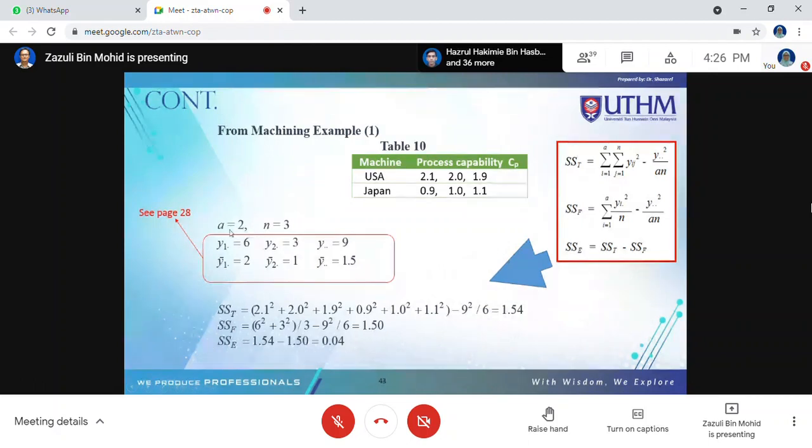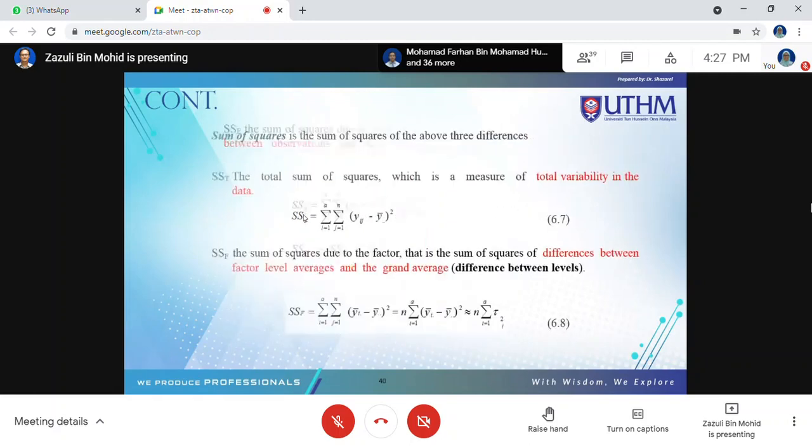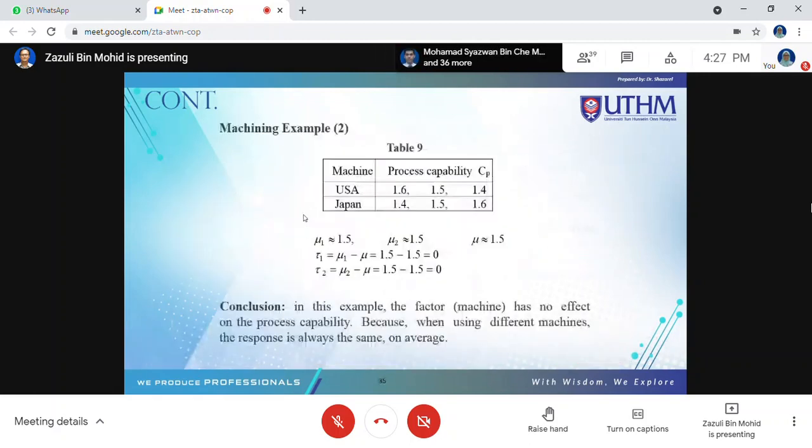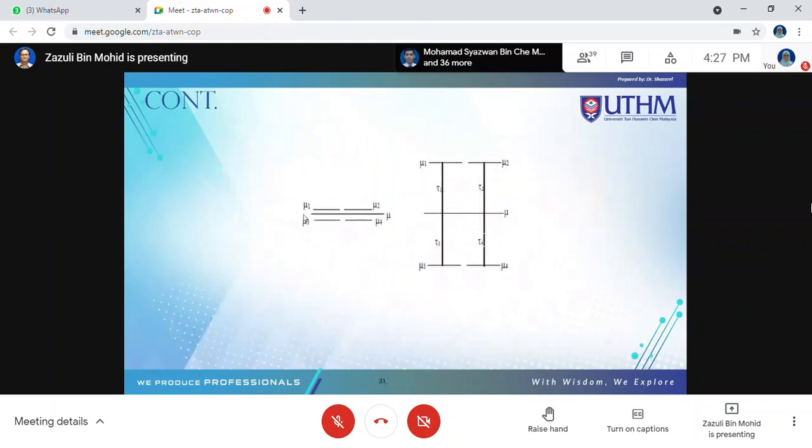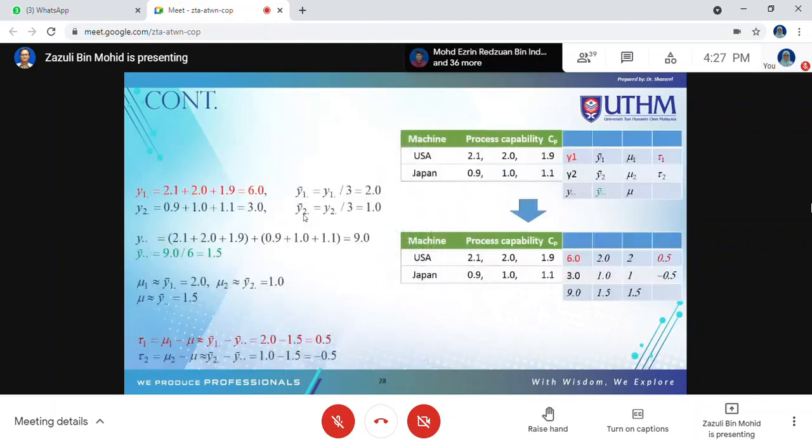So we have A as the level, n as the responses, and we can calculate the values of Y1 dot, Y2 dot, and Y dot dot, and also the rest. These calculations you can refer to in the previous slides. In my slide it's page 28, but in your slide maybe page 29. So you can calculate it again using this method.